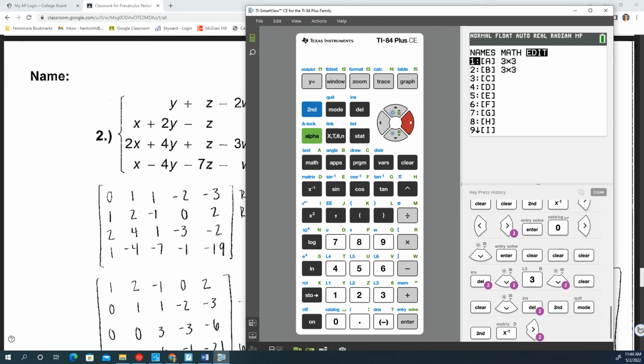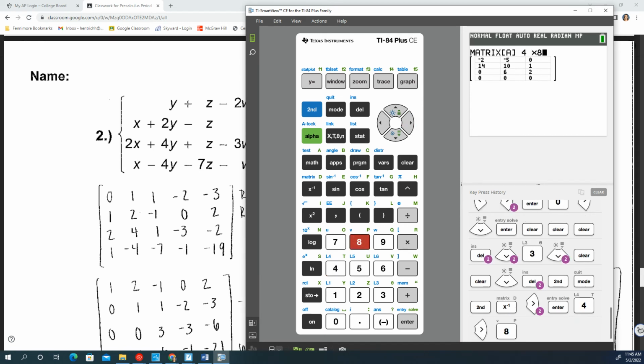If I want to do this one now, I just rewrite over A. Usually A, B, and C all have matrices in them, and that's fine. But that could also help you remember how to do it if some of them are already stored in there. All right, so this one is a what by what? 4 by 5.